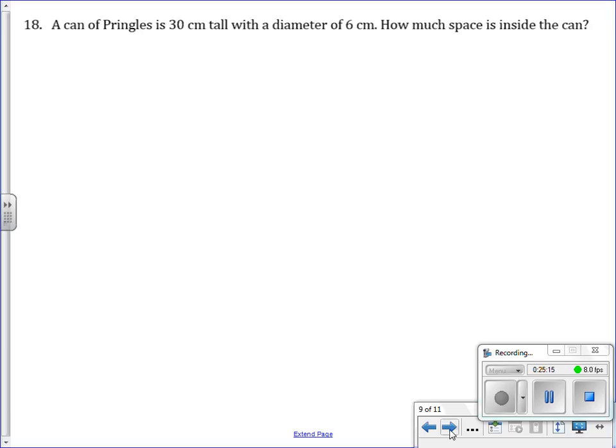Okay, this is asking me about a can of Pringles. It is 30 centimeters tall, with a diameter of 6 centimeters.